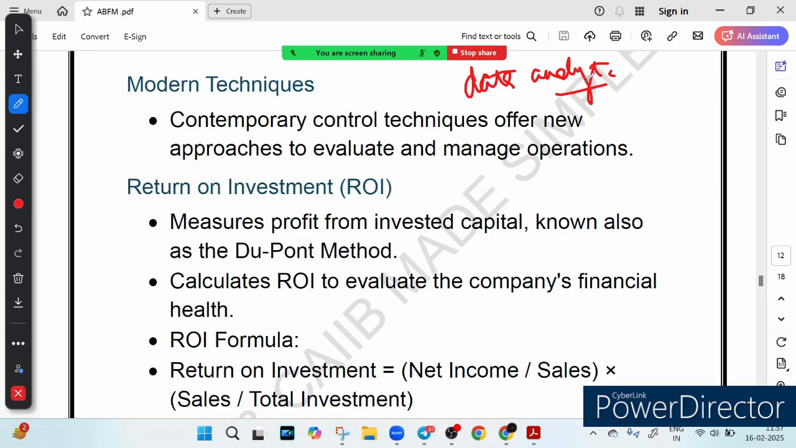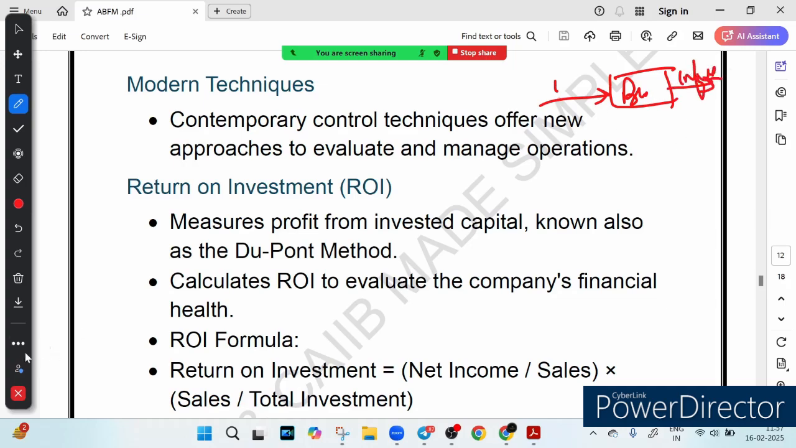Now there is something called return on investment. Let's talk about it. Ever wondered how business measures success beyond just sales? That is where return on investment comes into the picture. ROI, that is called return on investment. It tells us how much profit a business makes from the money it invests. See, this is a business, right? It invests money. So after investing, how much profit is it making?